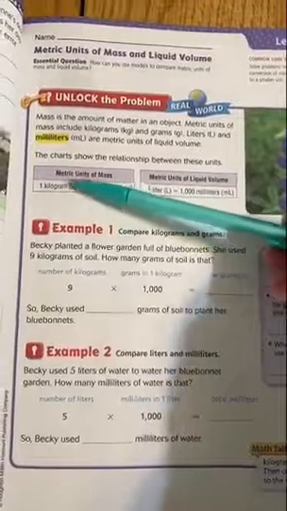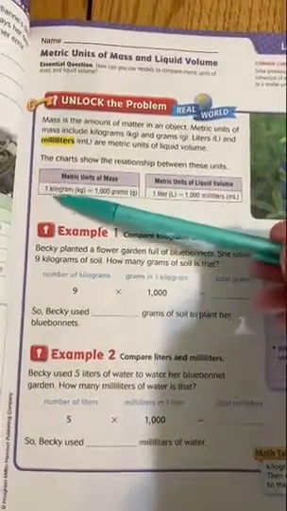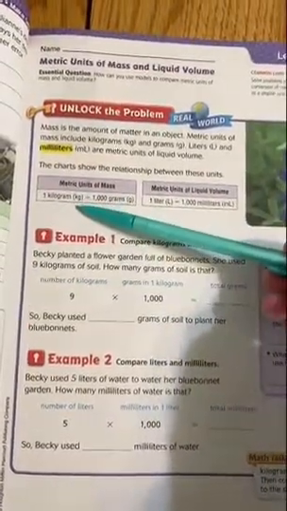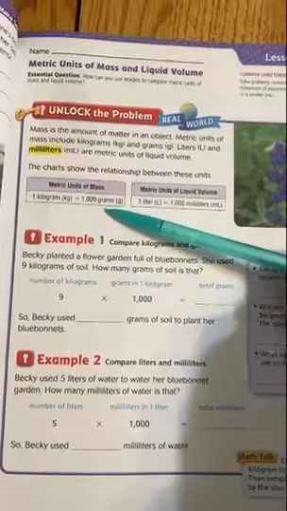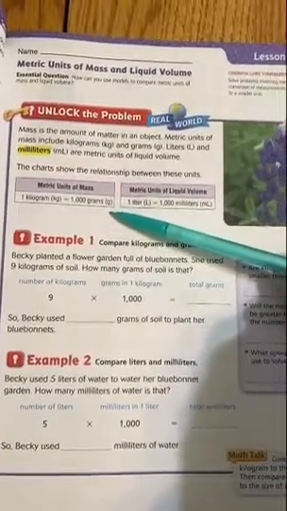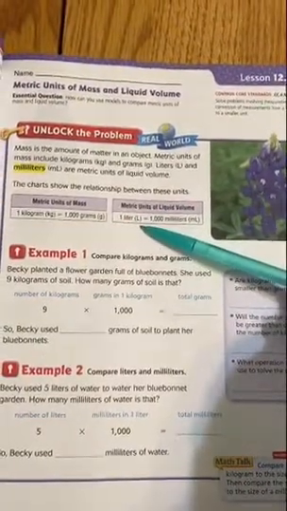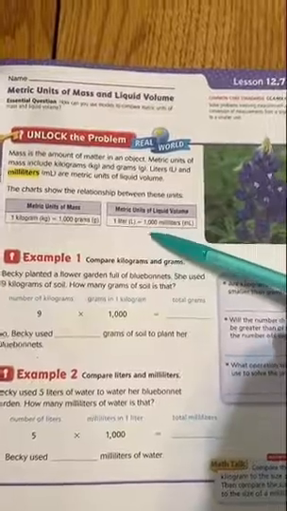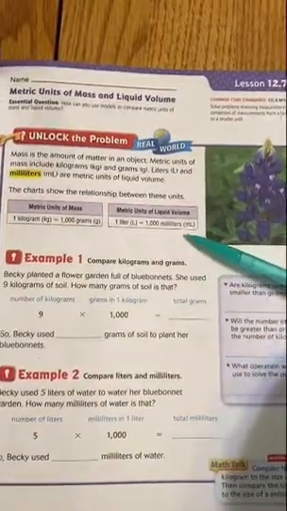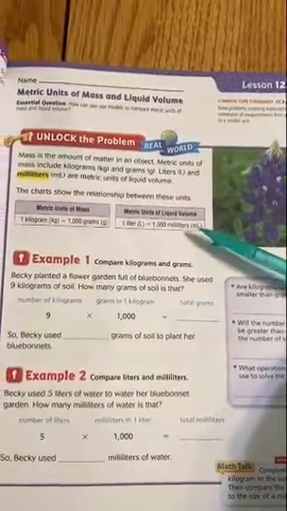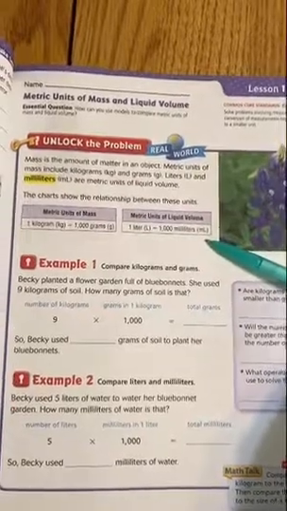So we're talking about metric units of mass. 1 kilogram, abbreviation kg, equals 1,000 grams, abbreviation g. Metric units of liquid volume: 1 liter, abbreviation capital L, equals 1,000 milliliters, abbreviation lowercase m, uppercase L.